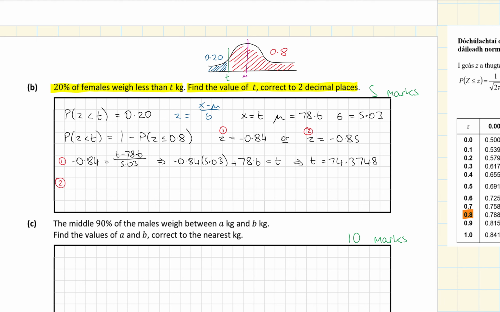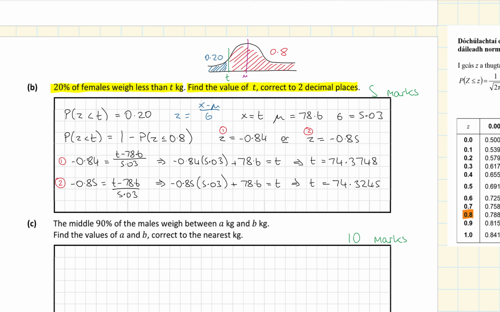My second one, we had minus 0.85. It's going to equal the same numbers again. To get minus 0.85, we bring across 5.03, and then we add on 78.6. Into your calculator, you can just swap out on your previous one the 0.84 for 0.85. We get t equals 74.3245.